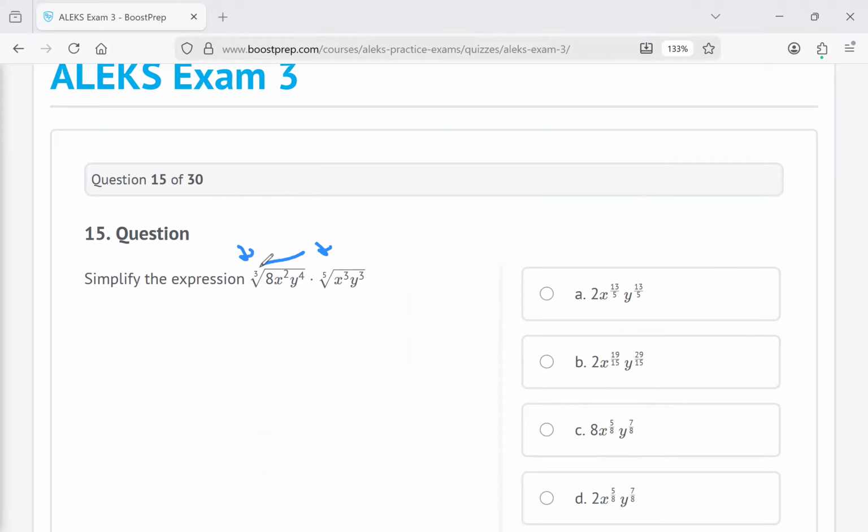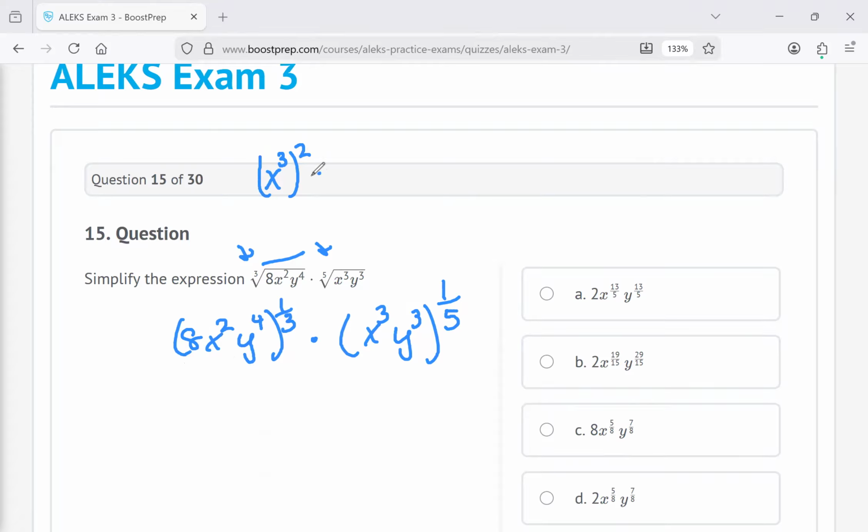Let's start with the cube root of 8x squared y to the fourth. I can rewrite that as 8x squared y to the fourth, raised to the 1/3. The same thing here. The fifth root of x cubed y cubed is the same thing as x cubed y cubed raised to the 1/5. Then we just simplify. So what is the rule for raising a power to a power? For example, if you had x cubed raised to the second power, that's going to be x to the 6th, because when you raise a power to a power, you multiply. So you have to raise everything to the 1/3, including the 8.